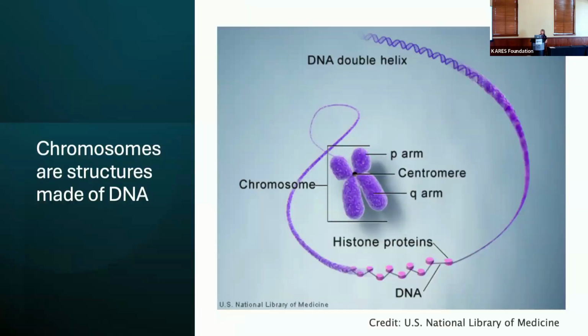So next are chromosomes. So chromosomes are structures made of DNA. This is just a little cartoon of a chromosome. Chromosomes have what we call a P arm, or a short arm, and a Q arm, which is the long arm. And chromosomes are composed of DNA. And then there are histone proteins that sort of hold all the DNA together and help compact it into the structure that's the chromosome.